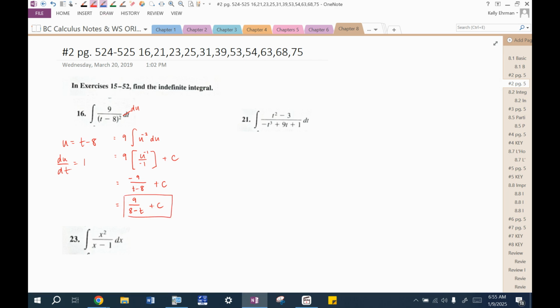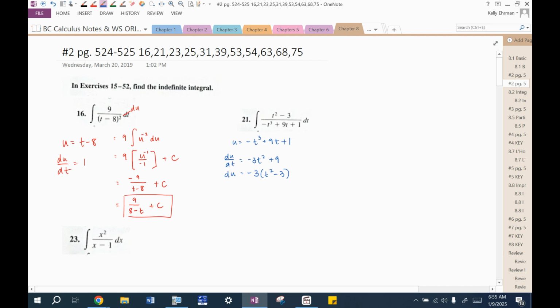Okay, for the next one, again, u-sub would be setting the denominator or the larger degree item equal to u. And so du/dt would equal negative 3t squared plus 9. We have t squared minus 3. Now, you can factor a negative 3 out of this: negative 3 times t squared minus 3.